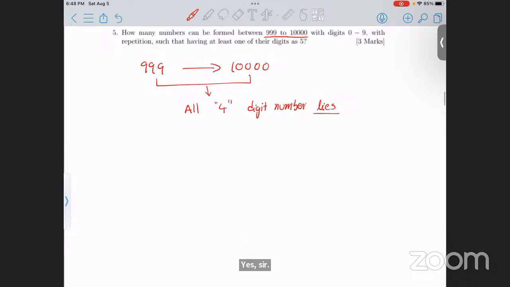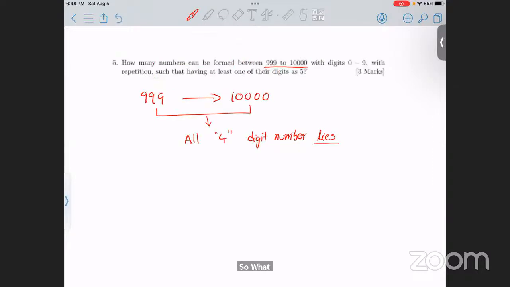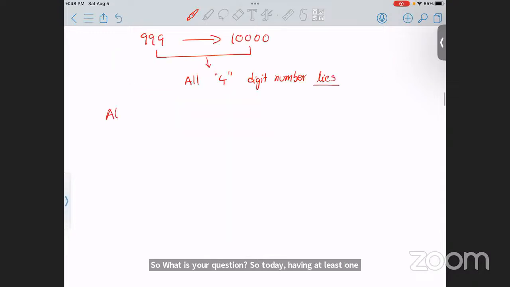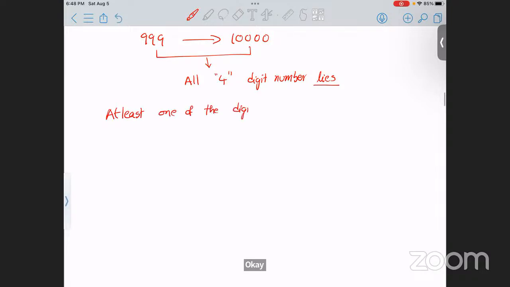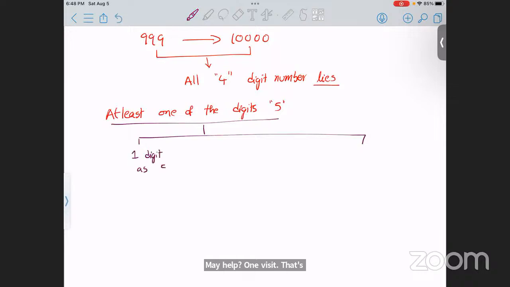So, what is the question? With repetition is the major thing. Such that having at least one of the digits 5. At least one of the digits 5. That means, look at this. It may have one digit as 5, 2 digits as 5, 3 digits as 5, and 4 digits as 5.